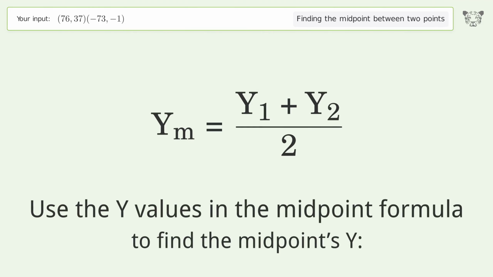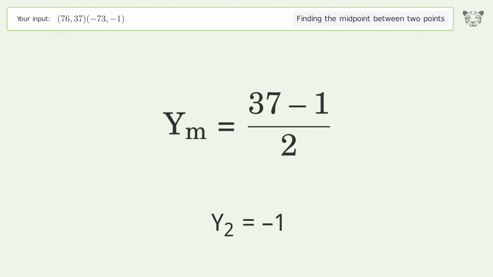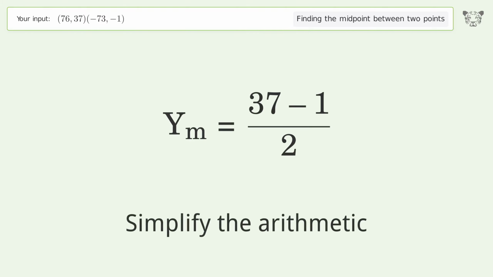Use the y values in the midpoint formula to find the midpoint's y. y1 equals 37. y2 equals negative 1. Simplify the arithmetic.